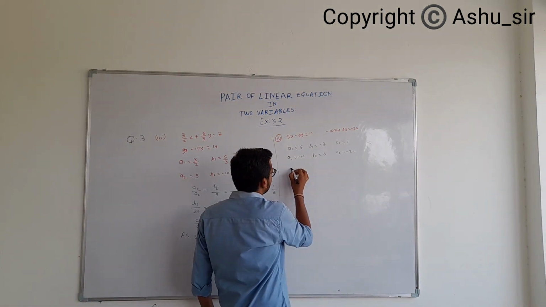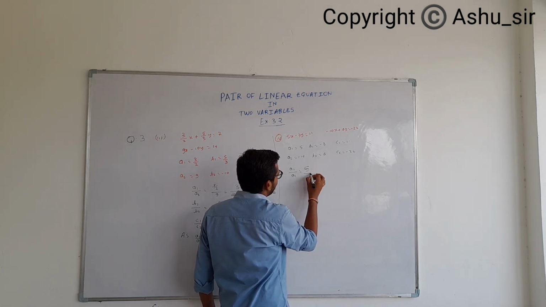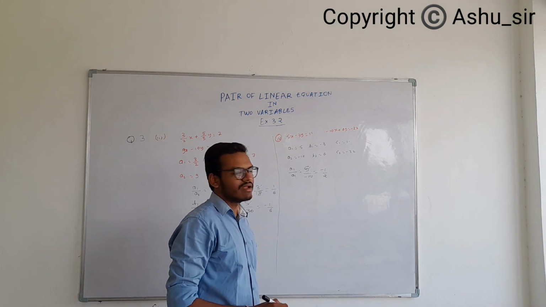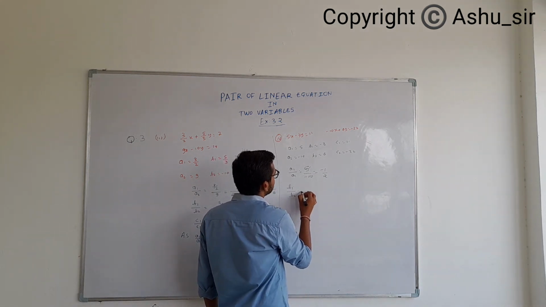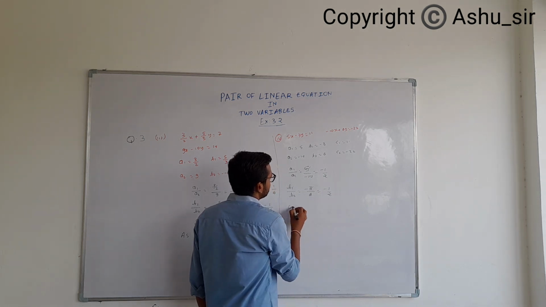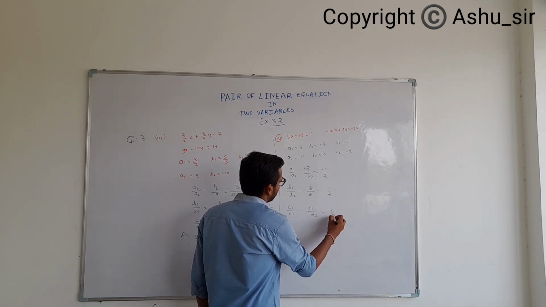A1 upon A2 रेशियो लेते हैं A1 upon A2 का. इट इज 5 upon minus 10. ठीक है, सिंपलेस्ट फॉर्म में रिड्यूस करो, minus 1 upon 2 हो जाएगा, 5 बचा 10 होता है, राइट. B1 upon B2 लेते हैं बच्चों. So B1 upon B2 is minus 3 upon 6 that is minus 1 upon 2. C1 upon C2 भी 11 upon minus 22 that is minus 1 upon 2.